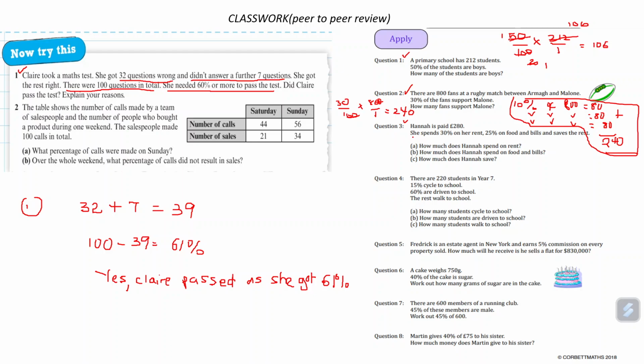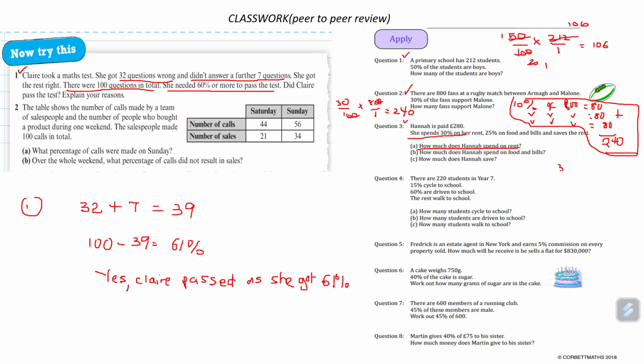Then let's look at question number 3. We say Anna is paid £280. She spends 10% on rent, 25% on food and bills and saves the rest. 3A. How much does Anna spend on rent? 30% on rent. You can see 30% on rent. So we need to find 30% of 280.